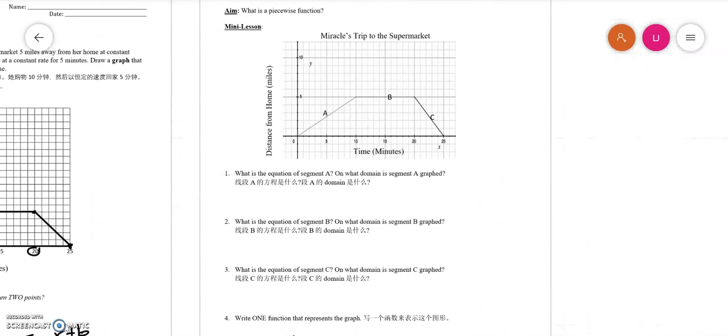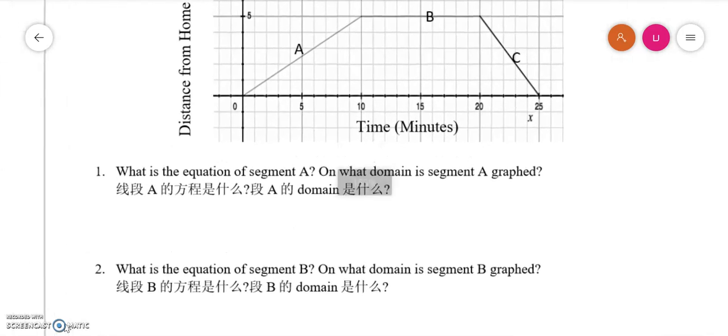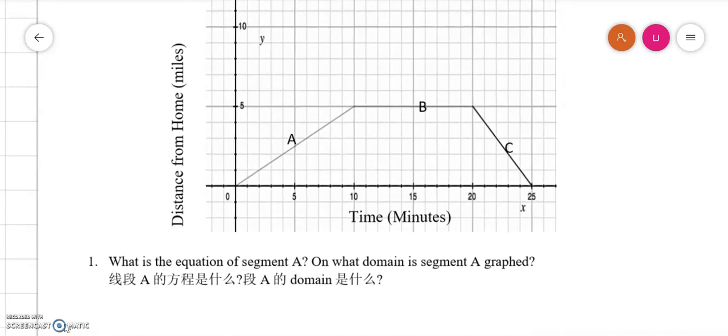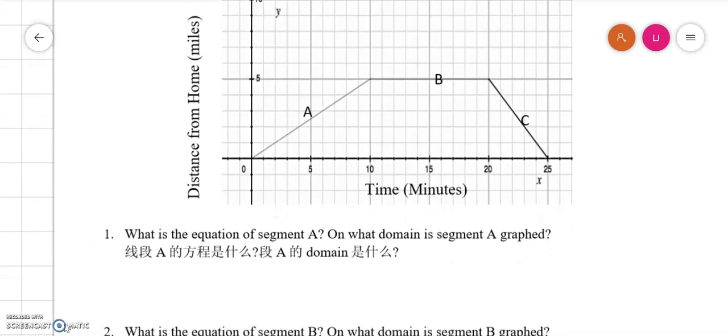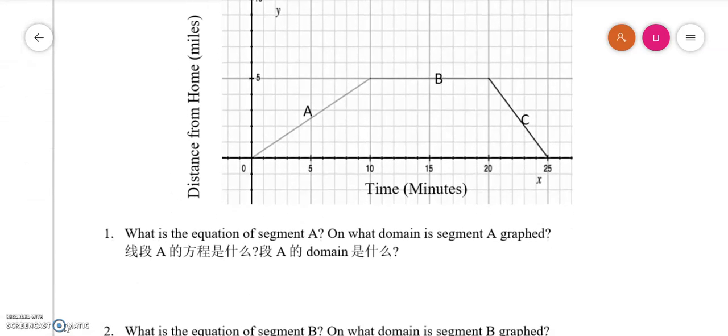Oh, look, here's that graph again. Miracle's trip to the supermarket. So as you noticed from a couple of days ago when we were doing domain and range, you have this exact same graph. And we have a few different segments on this graph. And you couldn't write the equation overall for this function because it had different pieces. So let's look at each piece individually.